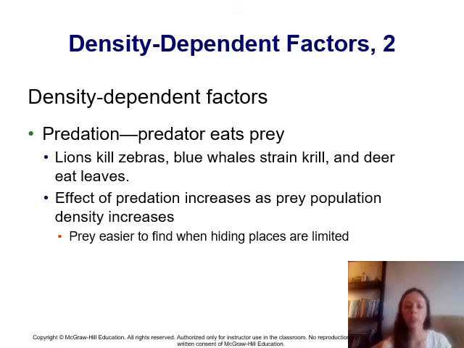Another density-dependent factor is predation. Predation includes carnivores eating meat and herbivores eating plants. Just like with competition, the more prey population there is, the greater the predation is. More prey means fewer hiding places and more exposed prey to feed upon.